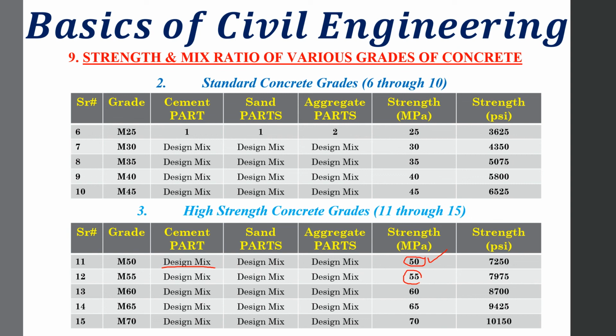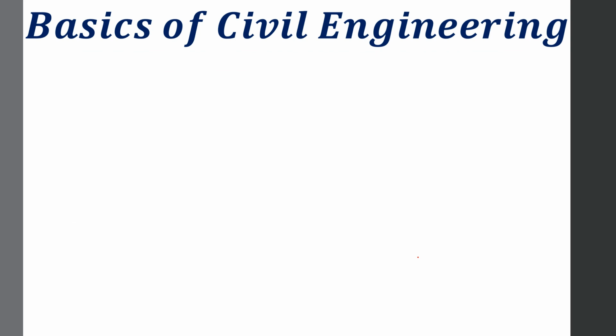For M55, the cylindrical strength of the samples will be 55 megapascals minimum. For M60, you will have to attain a minimum design strength of 60 megapascals. For M65, you will have to attain 65 megapascals, and for M70 grade, you will have to attain 70 megapascals of minimum strength. So as a civil engineer or a design engineer, you will have to design the mix properly so that you can get these minimum strengths of concrete cylinders.